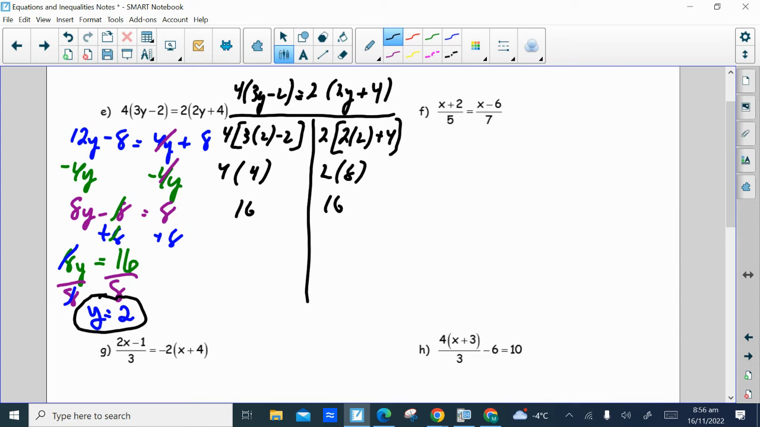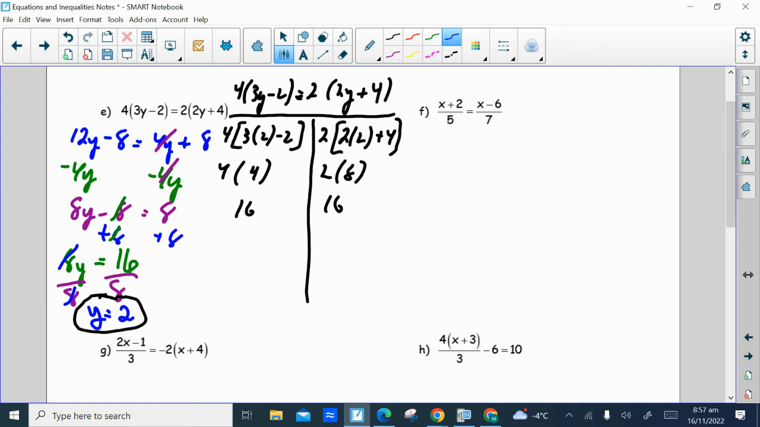Okay? Now, for question F, we've got a fraction on each side, a single fraction on each side. So what we can do here is just cross multiply, which would give us the same effect if we multiplied both sides by the common denominator, which in this case would be 35. It would be the same effect.